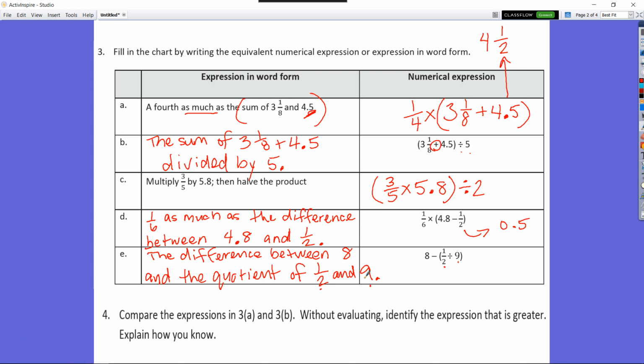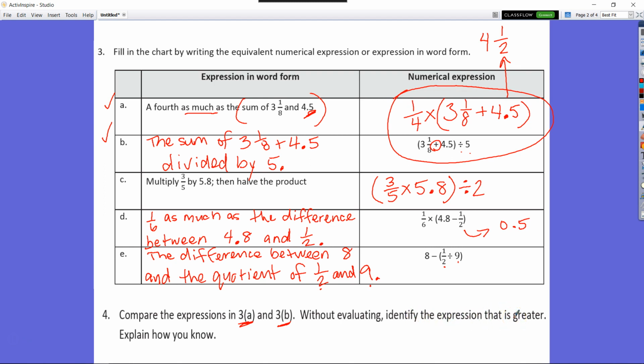For number 3, it says compare the expressions in 3a and 3b. So we're comparing this and this. Well, the expressions, we're comparing these two right here. It says without evaluating, identify the expression that is greater and explain how you know.